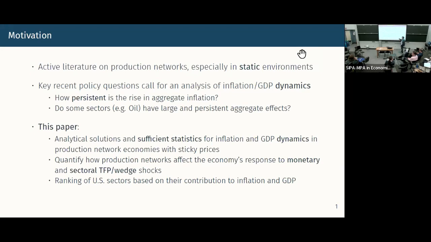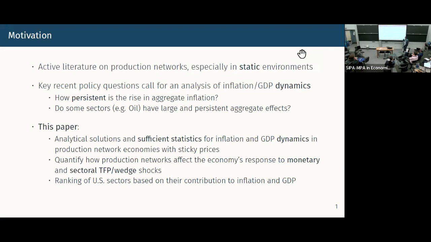So what we're going to do is provide an analytical characterization of a New Keynesian model with arbitrary production networks and arbitrary price stickiness across sectors. We're going to show that our analytical solutions deliver a sufficient statistic for the dynamics of prices in the economy. So we can go out and measure this in the data and think about, for the particular network and the particular price stickiness of the US economy, how inflation would respond through the lens of a New Keynesian model.